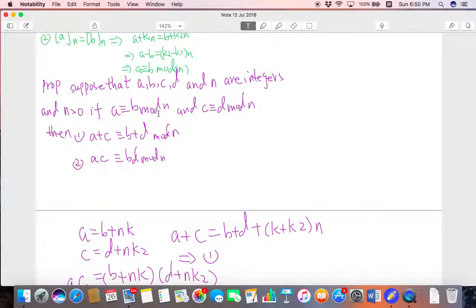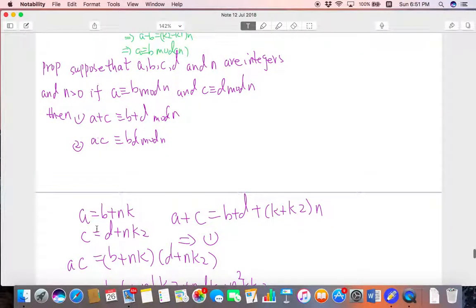A is congruent with b mod n, and then you change the expression into the normal expressions we use. That is, a minus b is a multiple of n, and c minus d is another multiple of n. These k and k2 are distinct. They do not necessarily need to be the same. And then you just add up these two normal equations as usual, and you can find out how this property holds.